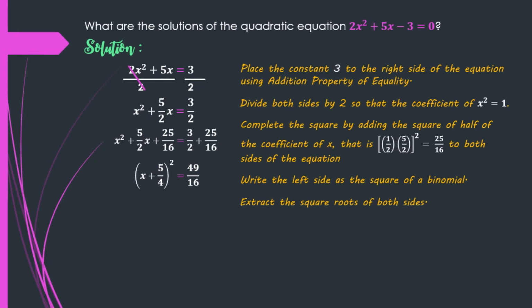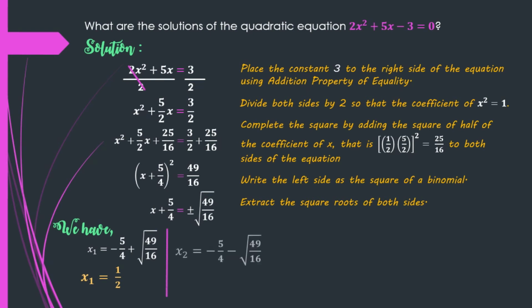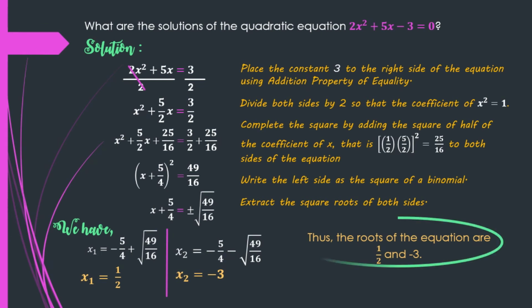So extract the square roots of both sides. As you can see, we are also using here the extracting the square root method. So we now have x plus 5 over 4 is equal to plus or minus the square root of 49 over 16. We now have x sub 1 is equal to negative 5 over 4 plus the square root of 49 over 16. To simplify, we have x sub 1 is equal to 1/2. And our x sub 2 is equal to negative 5 over 4 minus the square root of 49 over 16. For simplification, we have x sub 2 is equal to negative 3. Thus, the roots of the equation 2x squared plus 5x minus 3 is equal to 0 are 1/2 and negative 3.